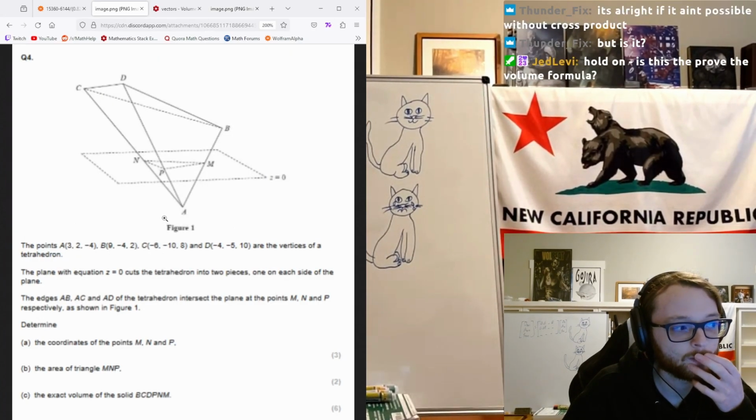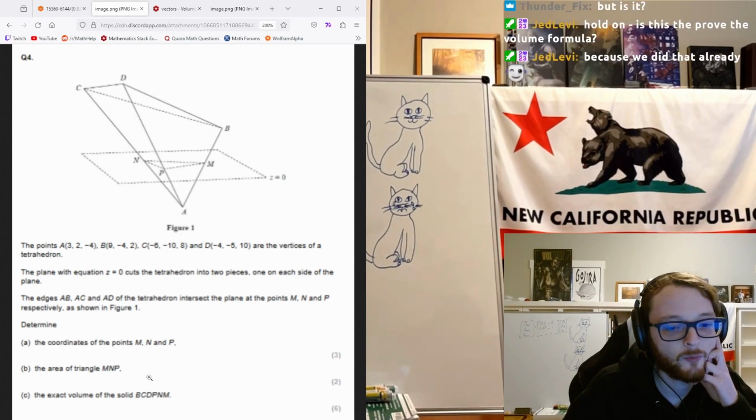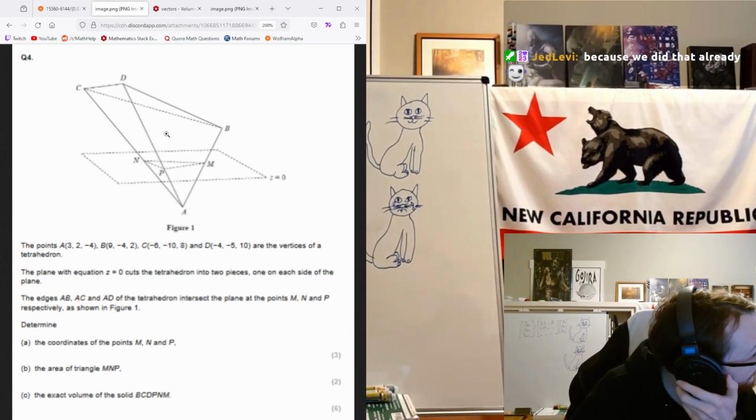No, Jed. This is the original problem as Thunder sent it. And actually, this is the volume of the entire tetrahedron. We need the exact volume of... Oh, so you do the entire tetrahedron minus the top part of the tetrahedron, and that's your answer.